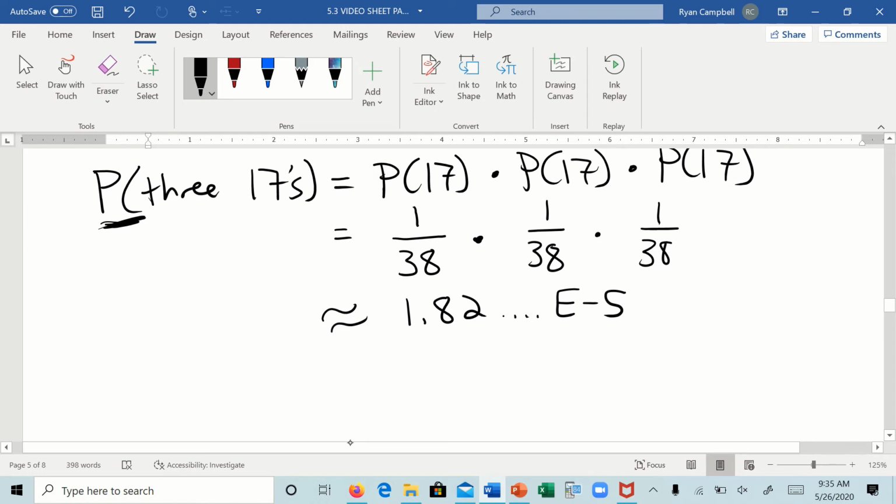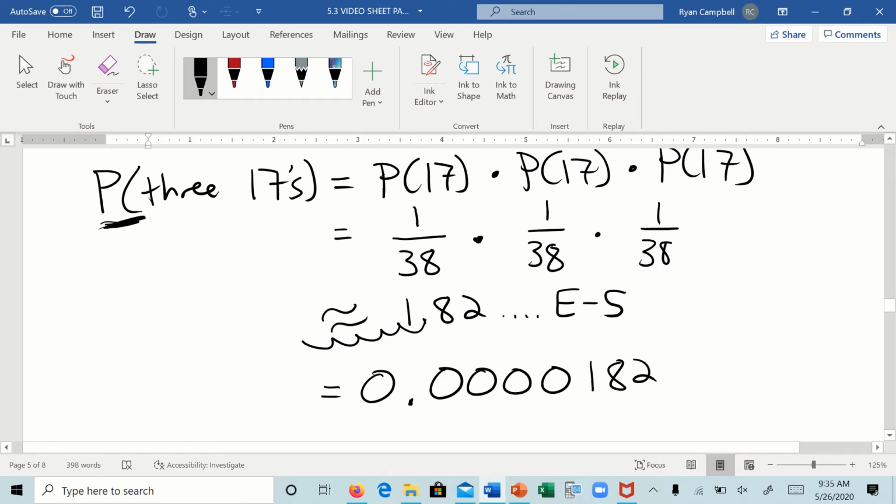Now, remember this E -5 means this is scientific notation, so you move the decimal to the left 5 places. 1, 2, 3, 4, 5. So we get 0.0000182. And this is the probability.